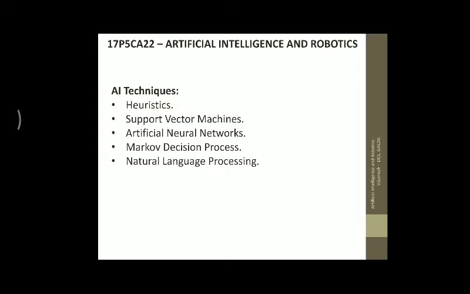So in order to solve the problems, some of the techniques, AI techniques are used. So the first one is heuristic. Second one SVM, support vector machine, then ANN, artificial neural networks, then Markov decision process, and then natural language processing. So first we'll see about heuristics.